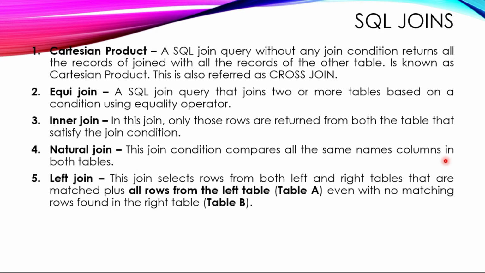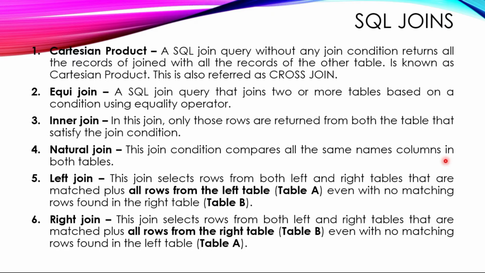Left join. This join selects rows from both left and right tables that are matched, plus all the rows of the left table. For example, if the left table is named table 1 and the right table is named table 2, initially it will match all the rows of the left and right table. After that, if none of the rows match with the right table, it will give all the rows of the left table as well. Next is your right join.